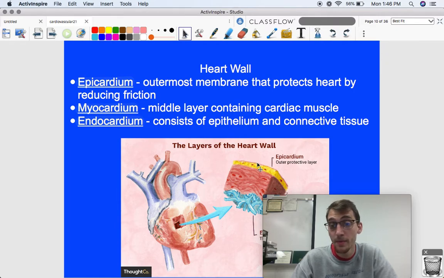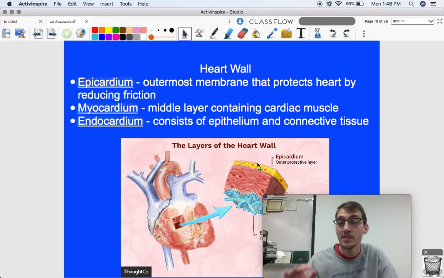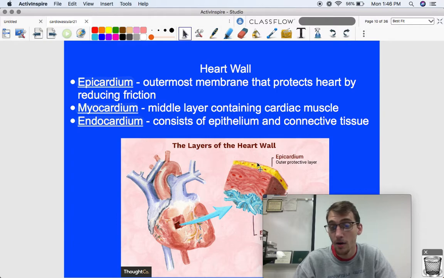And we're going to see some familiar Latin root words here. Hooray, we've been doing that all year. So the three main layers of the heart are the epicardium, the myocardium, and the endocardium. Epi obviously means above, so this is the outermost layer. Its job is to protect the heart by reducing friction. The heart's contracting a lot, and it might create a lot of friction. So the epicardium protects the heart and reduces the friction.